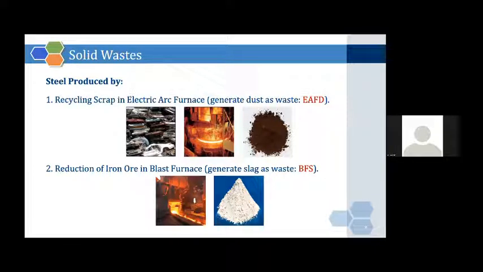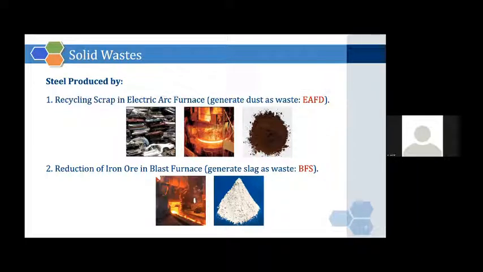In the introduction section, we talked about solid waste. One of the solid wastes is produced by steel production. There are two methods for steel production. The first one is recycling scrap in electric arc furnace. This furnace produces waste, which is electric arc furnace dust. This dust consists mainly of iron oxide and non-ferrous metals like zinc oxide, lead oxide, and calcium oxide.